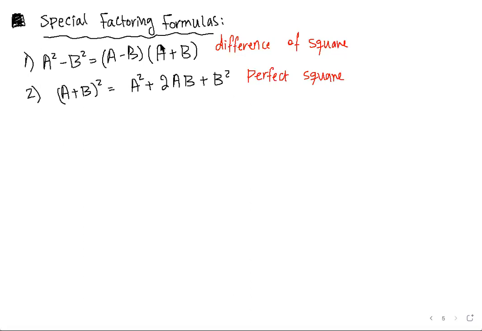The third one is similar to the second one, but the difference is the minus. A minus b, squared, is equal to the first one squared minus 2 times the first one times the second one, plus the second one squared.